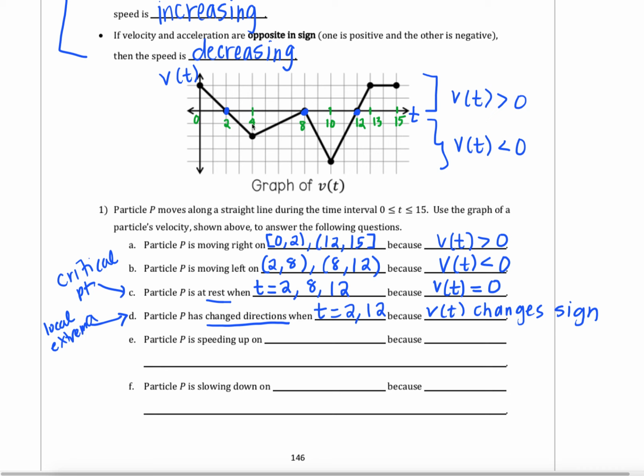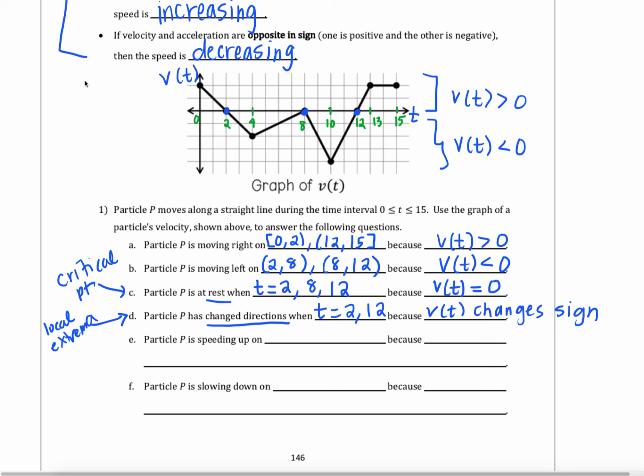So when I read this graph of velocity, from time 0 to time 2, velocity is positive because we're above the x-axis, so the particle here is moving to the right. Then at time 2, the particle stops and also changes direction, since after time 2, the velocity is negative. Then from 2 to 8, the particle is traveling to the left. Then at time 8, the particle stops for a single instance in time, and then it continues on moving to the left because the velocity is still negative from 8 to 12. Then at time 12, the particle stops again and actually changes direction, since from time 12 to time 15, the velocity then is positive.